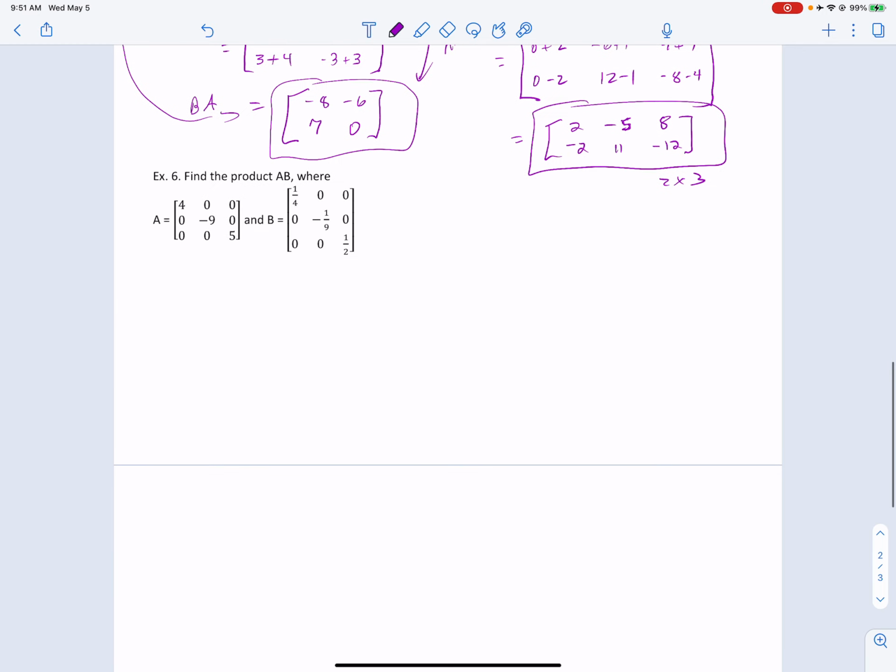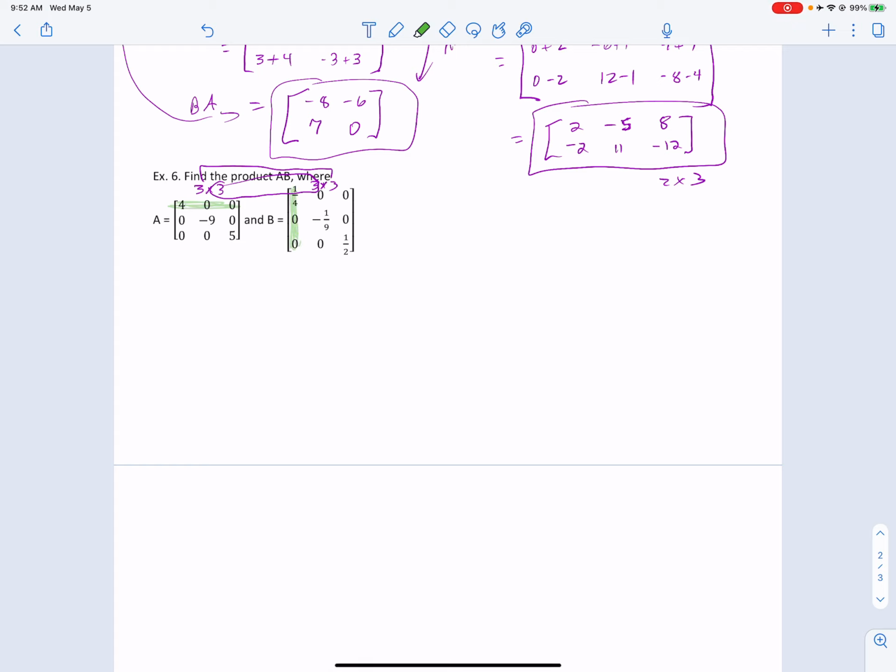All right, so example 6, find this product. And we did this one. That's going to go a little faster because it has quite a few zeros in it. This is a 3 by 3. This is a 3 by 3. So we can multiply because those match, and the end result is going to be a 3 by 3. So we are going to start with this row and this column.